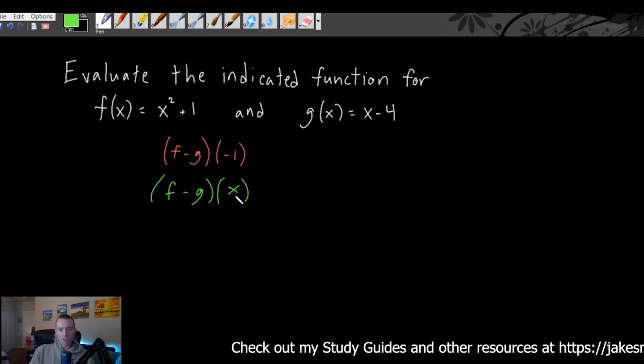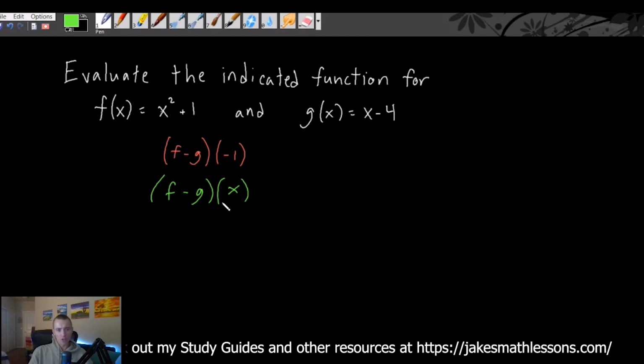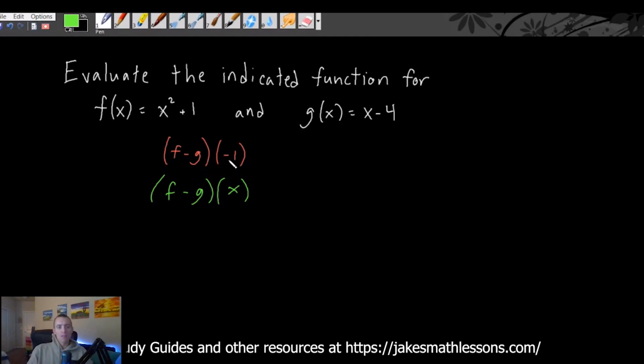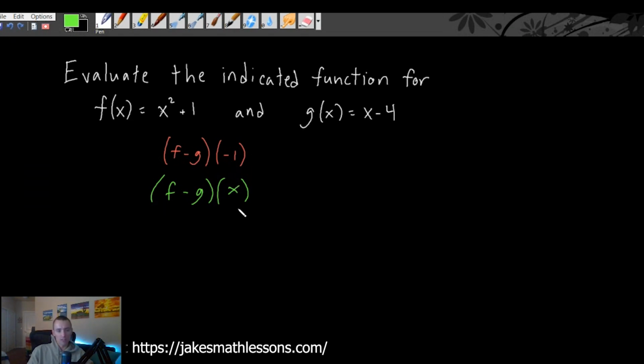And then once you have figured out what f minus g of x is and have that generic function for f minus g, then you can deal with the negative 1 that we have in the parentheses here to evaluate this function f minus g of x at x equals negative 1. So that's always going to be your first step, finding the generic function for whatever it is that it's telling you to evaluate. So let's start there. F minus g. How do you find that?